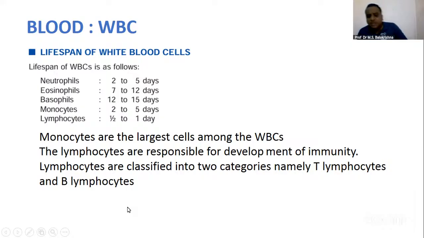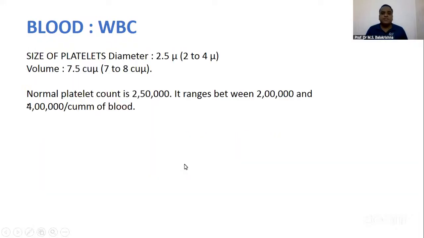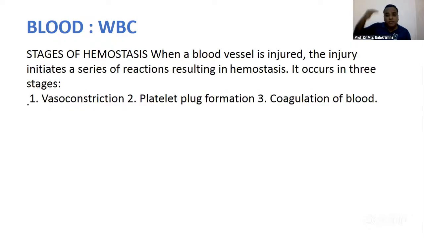Then these lymphocytes, what you are seeing, are very important for our immunity. And these lymphocytes are of two types, T lymphocytes and B lymphocytes. Now coming to the platelets, the diameter of the platelets is 2.5 micron, it's very small. Volume is 7.5 cubic micron. Normal platelet count is 250,000, and in dengue fever and all, the platelet count decreases.